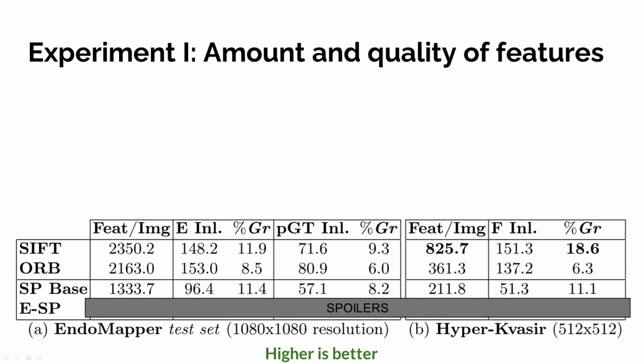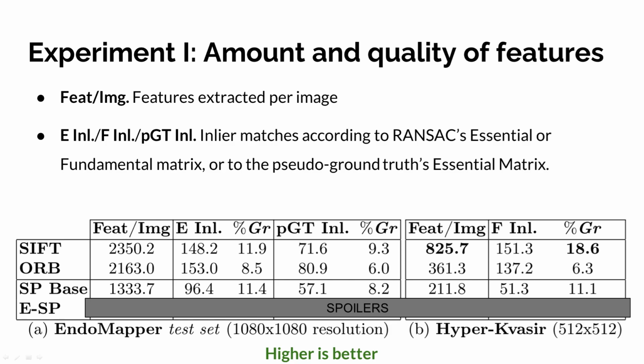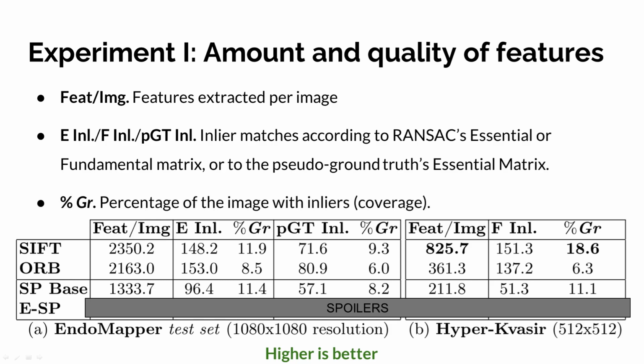In the first experiment, we measured the number of features extracted by each method per frame. We also counted the number of inlier matches that each method was able to obtain, according to RANSAC estimation of the essential or fundamental matrix, or COLMAP's essential matrix. And we also looked at the percentage of the image that contained these inlier matches to also control for the coverage of the methods.